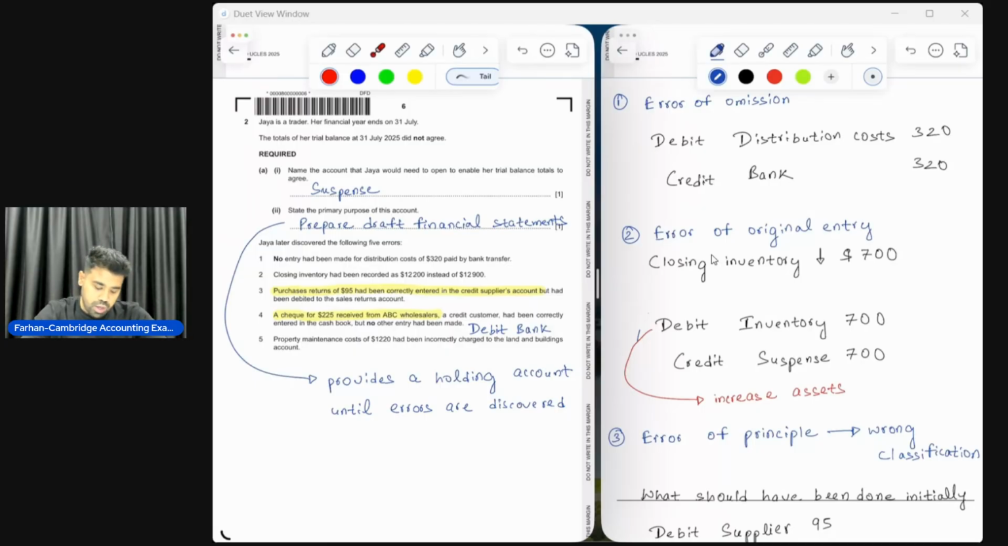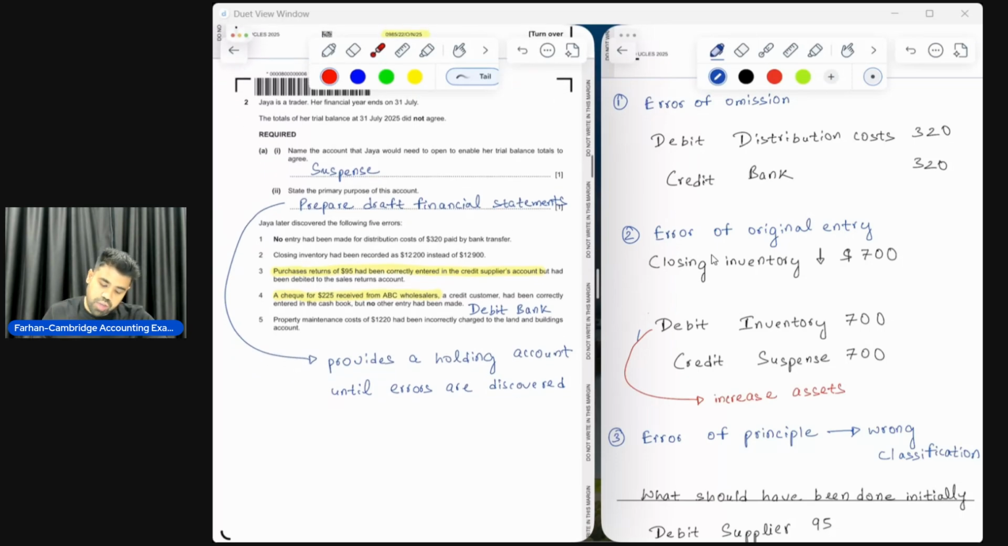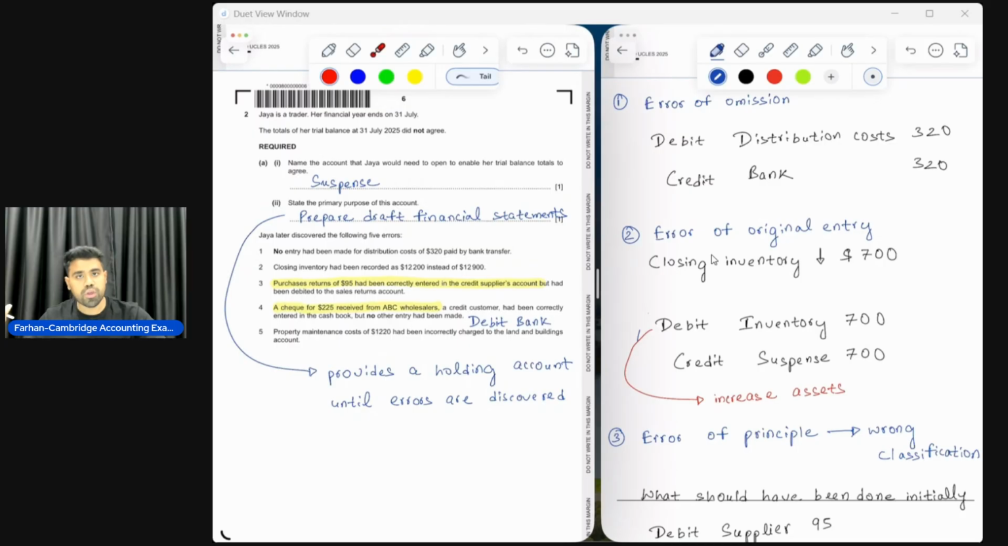Now, with that being said, let's look into each of the 5 errors that are given to us, and you'll have all the explanation and workings on the right-hand side, which I'll go through step by step. Starting with error number 1. No entry had been made for distribution costs of $320 paid by bank transfer. So it's very specific here with regards to mentioning no entry had been made at all. So we can confidently say that we have an error of omission, where the transaction was completely forgotten to be recorded by our bookkeeper.